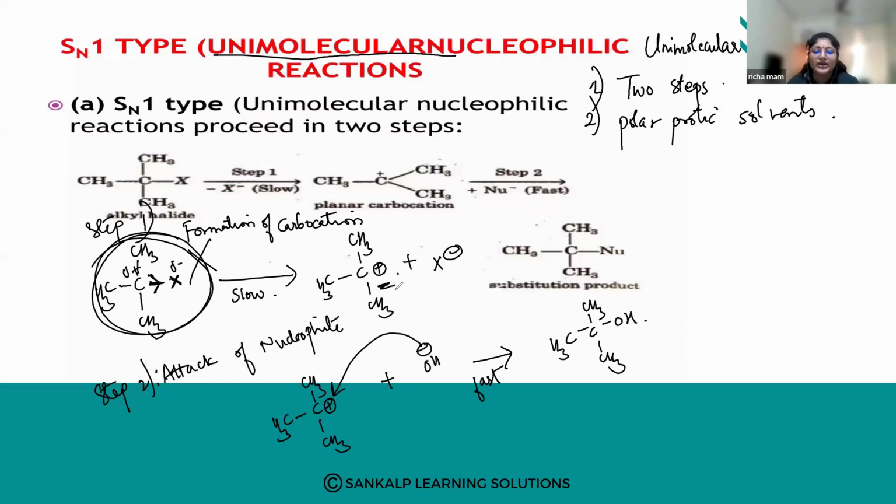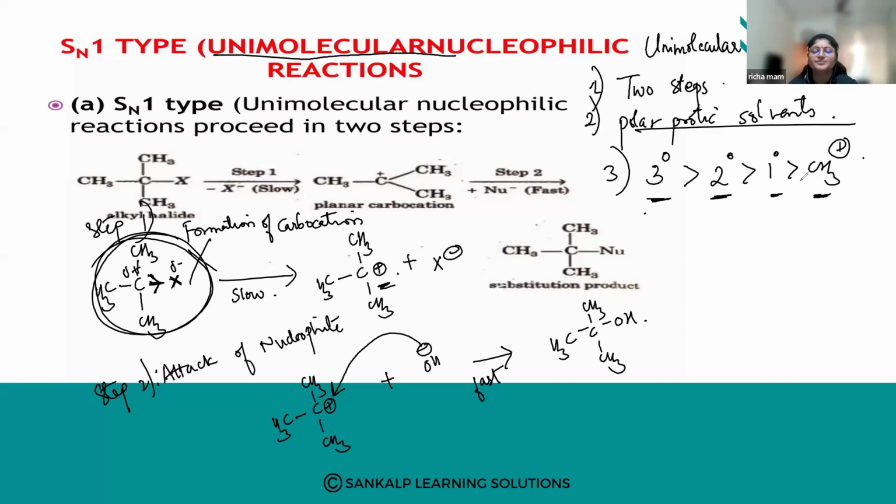We have seen the carbocation. The greater the stability of the carbocation, the more will be the rate of reaction. In the order of stability, tertiary carbocations are more stable, then secondary, then primary, and then the methyl cation. Is it clear? So this is the stability of the carbocation.